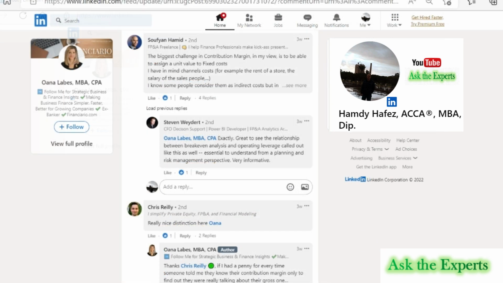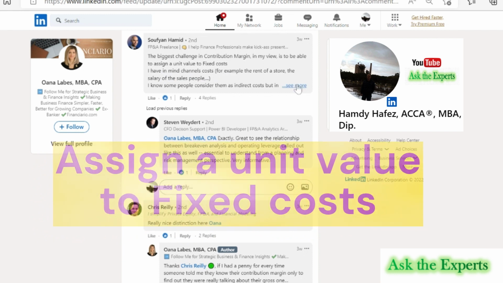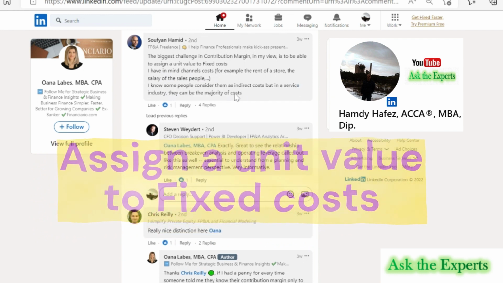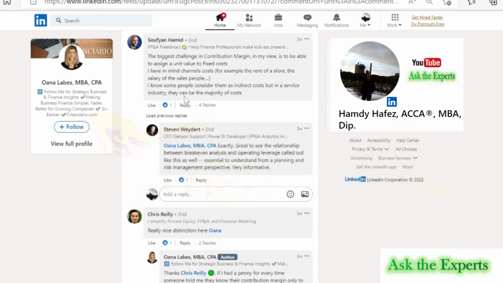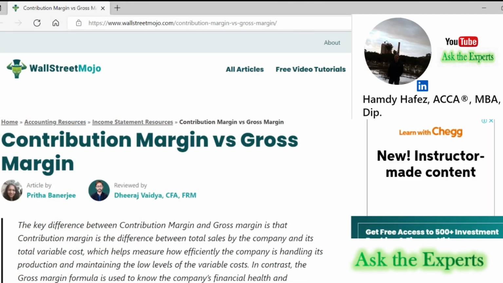Another expert, Mr. Sufyan Hamid, has discussed this topic as well. He stated that the biggest challenge in contribution margin, in my view, is to be able to assign a unit value to fixed costs. I have in mind channel costs, for example the rent of a store, the salary of the salespeople, and so on. I know some people consider them as indirect costs, but in a service industry, they can be the majority of costs.